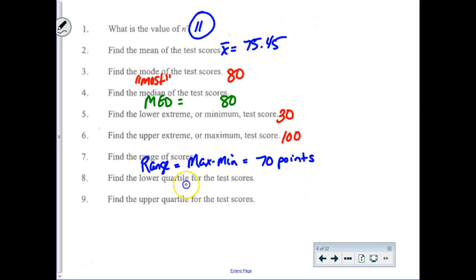And then, find the lower quartile for the test scores. Technically what they're asking you for is that Q1 from your calculator, which I think I wrote down somewhere. Was it 70? Okay.